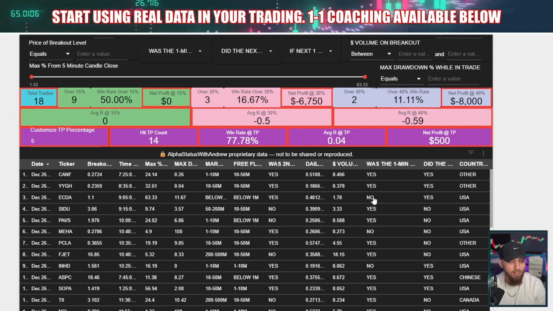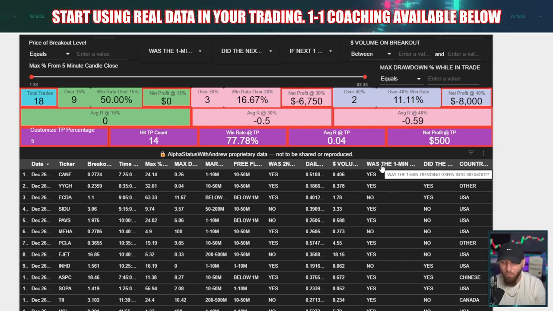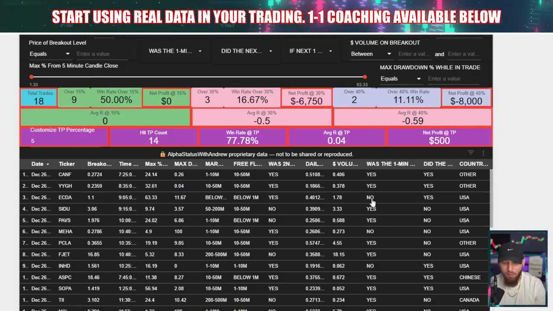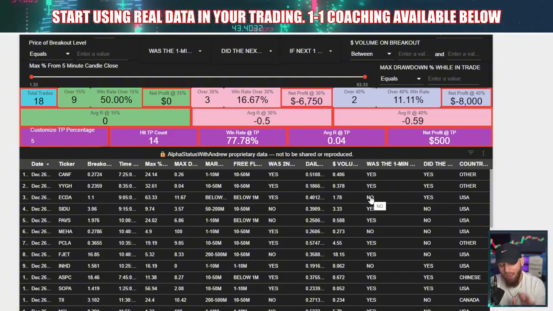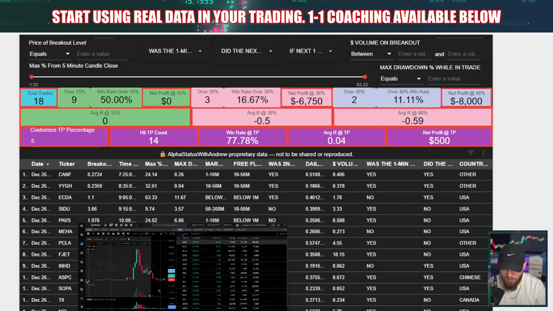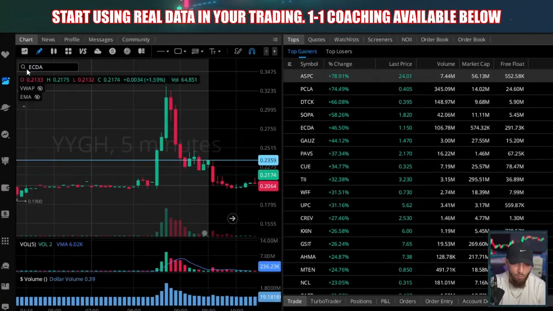So on the 1-minute time frame, the 1-minute candle right here was not trending green into breakout. So I ended up skipping this one. Now, this one did set up as one of my other 6 setups that are profitable, and I got a little bit greedy. Let me just pull up ECDA and go over when I wanted to play this one.